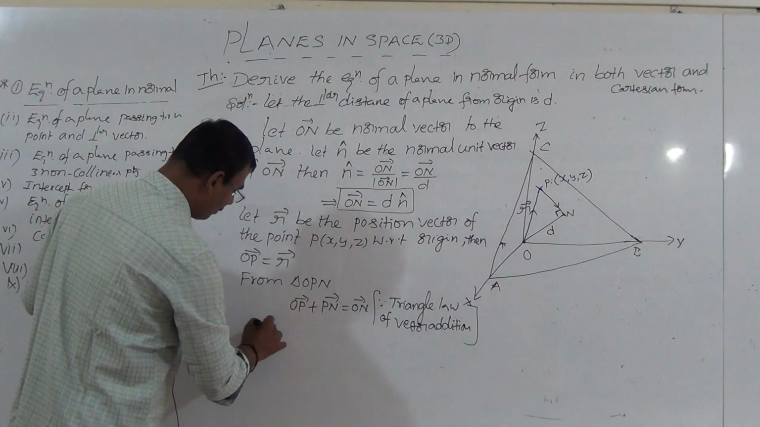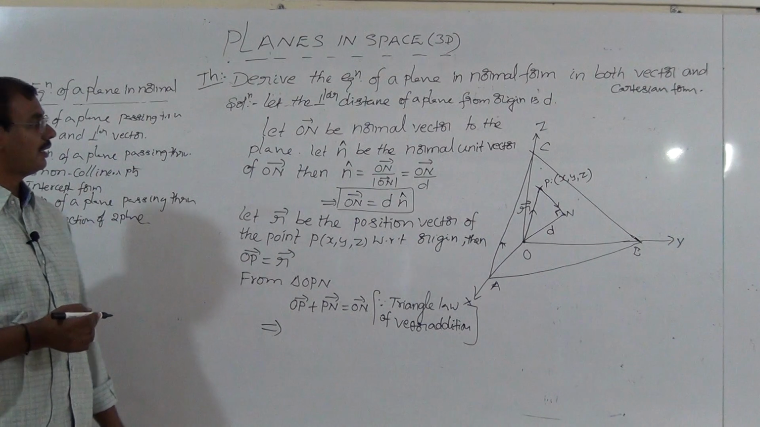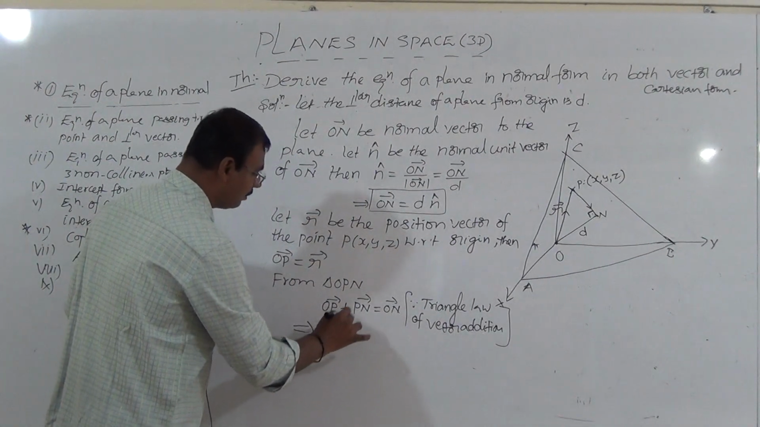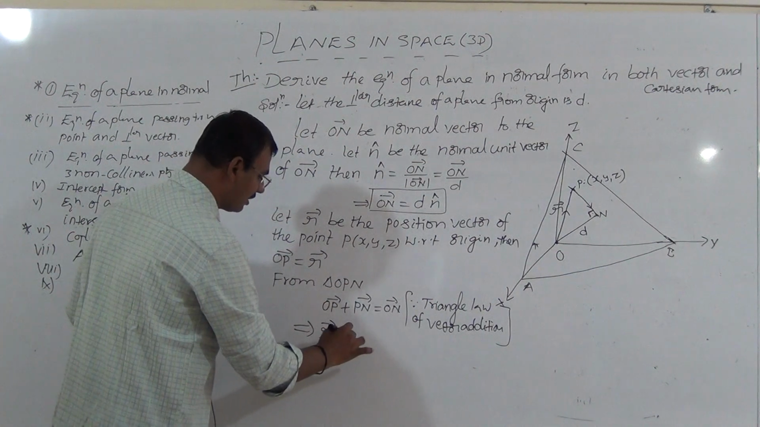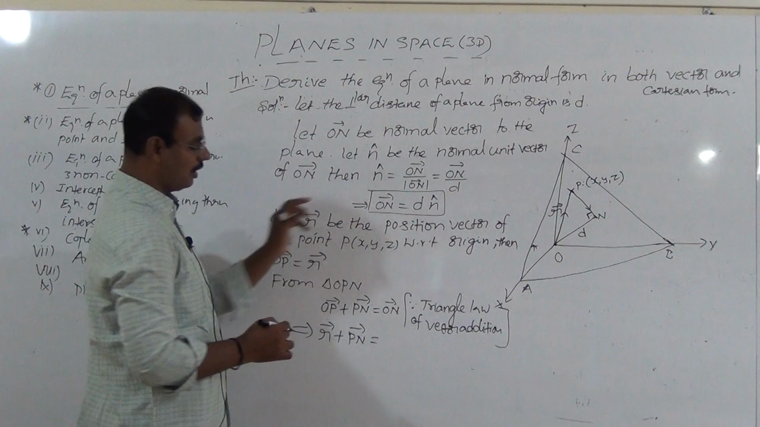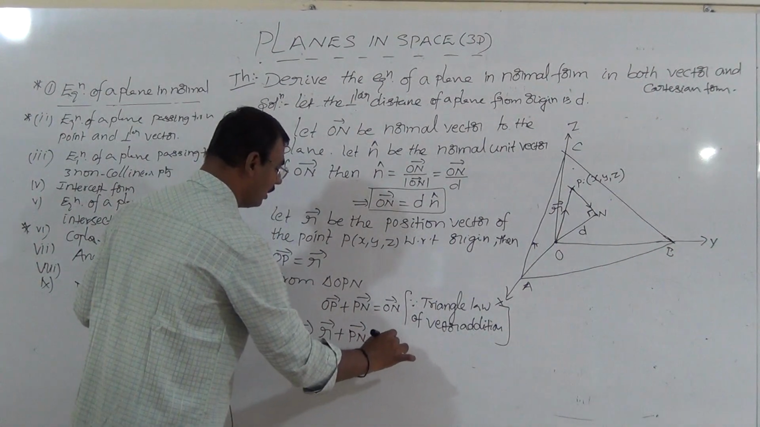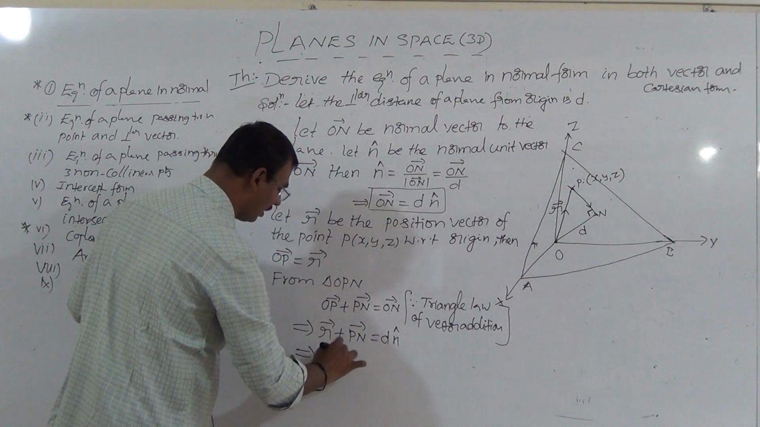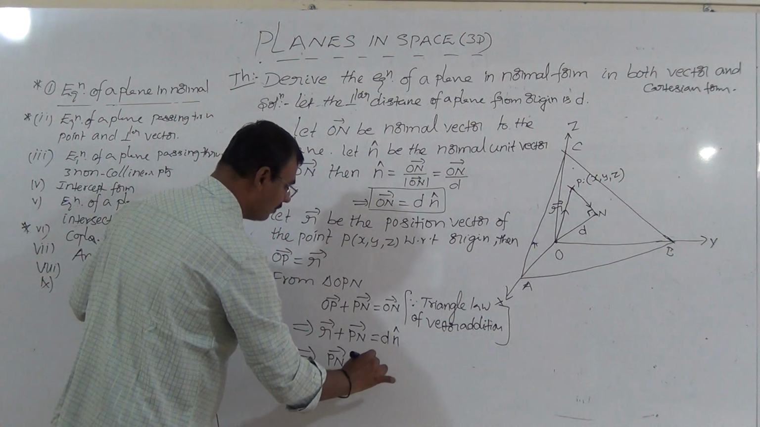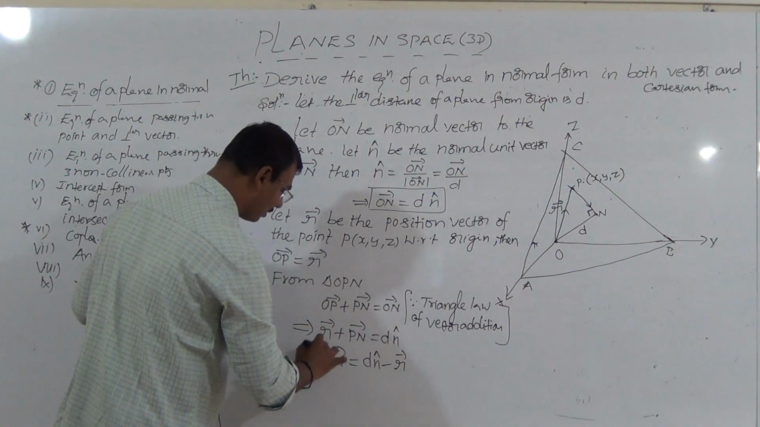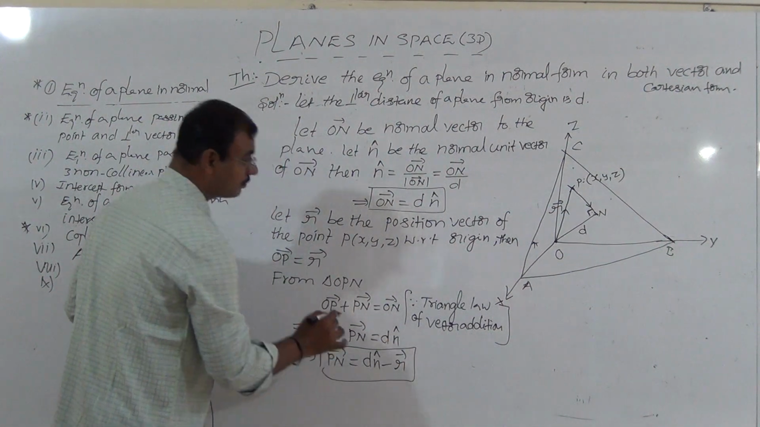Do you know the OP vector? What is the OP vector? R bar. R bar plus the PN vector, which we don't know, so take it as it is, is equal to the ON vector, that is D into n cap. From this, the PN vector is equal to D into n cap minus R bar. So we got this one.